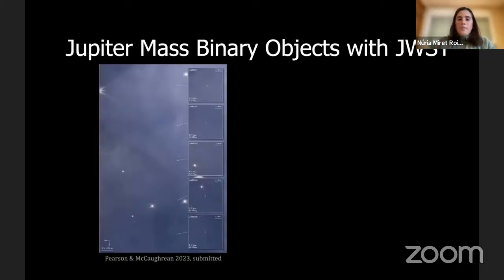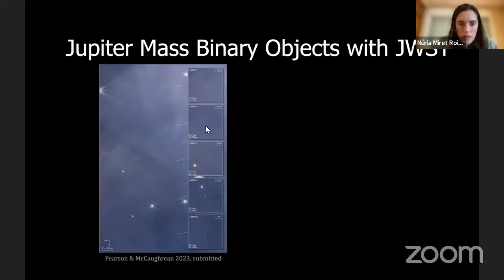And then before finishing, I would like to mention a very recent study that has been published in arXiv recently. You may have heard of this because they also did a very nice press release. And in this case, they have found not only free-floating planets, but free-floating planets that apparently come in binaries. So they come in pairs.